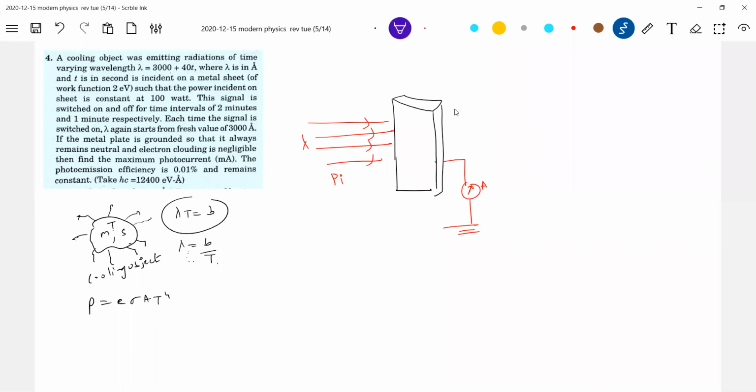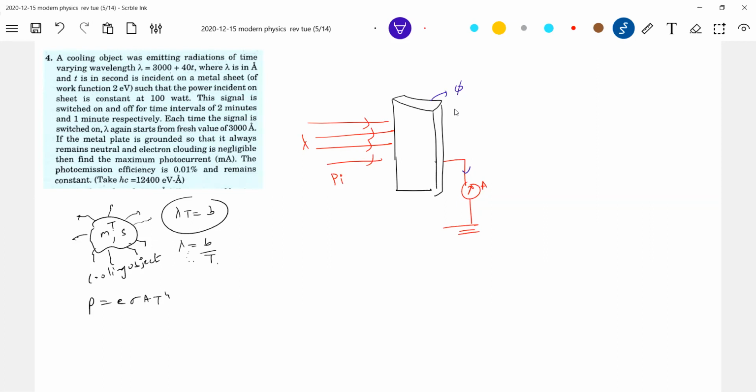So from here, what happened? A current will start flowing here. The photo emission efficiency is given, and he has given hc also, and the photoelectron efficiency remains constant, he is telling. One more condition he has put. We have the work function for this. When does the photoelectron emission stop? I think that is the primary question we have to answer. Rest all, we can manage.